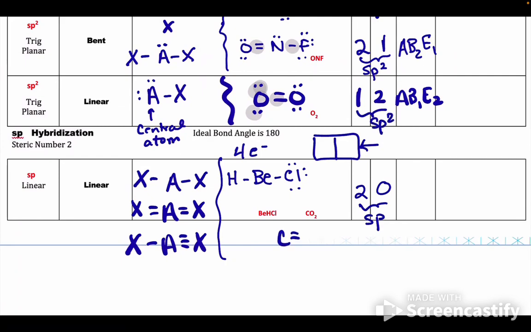Another example is carbon dioxide. Again, we only count those double bonds as 1 bonding area. And notice there's no lone pairs around the central atom, AB2.